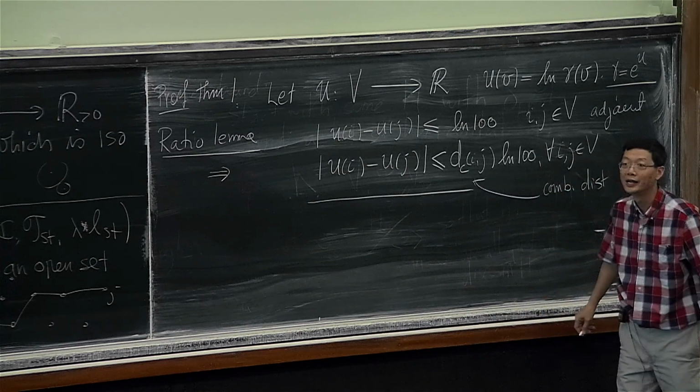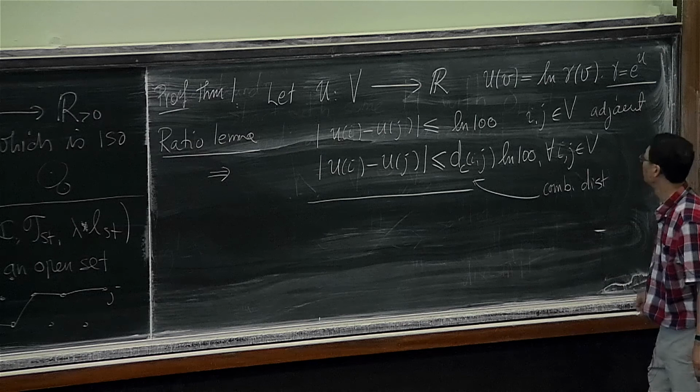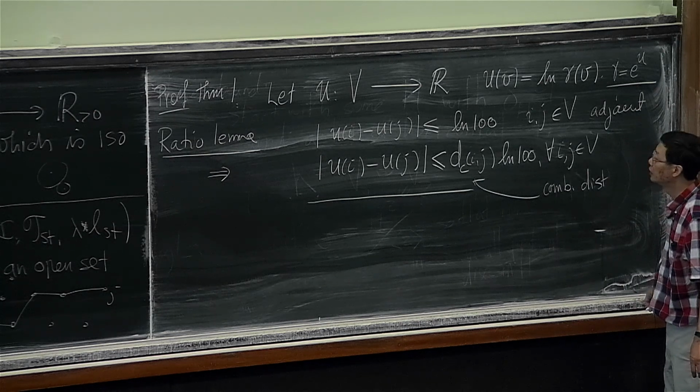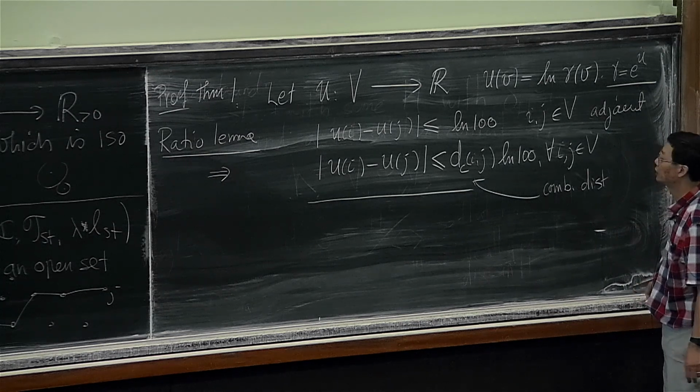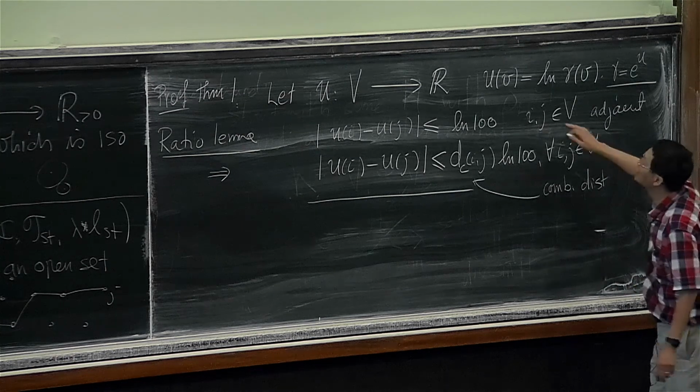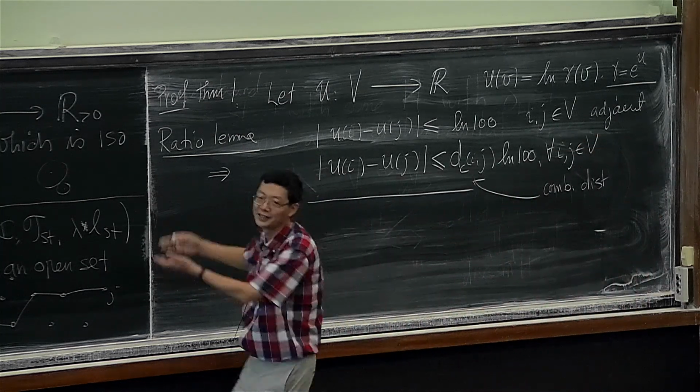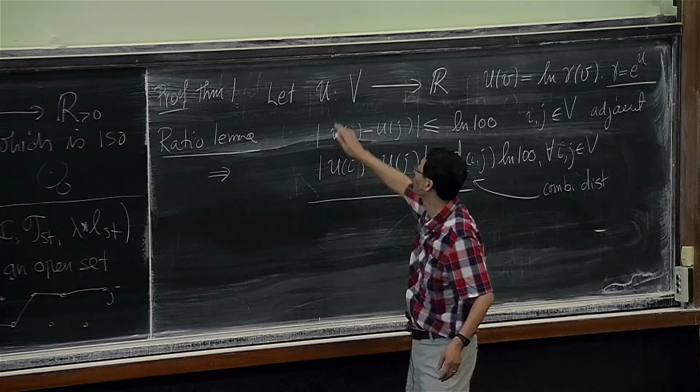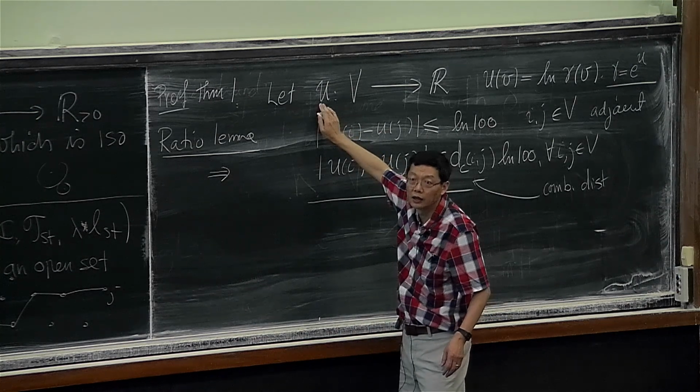Say it again. R is different from lambda. In the theorem there's a lambda. Sorry. So I probably should call it lambda. I just shifted to u. So I call this u. Okay.